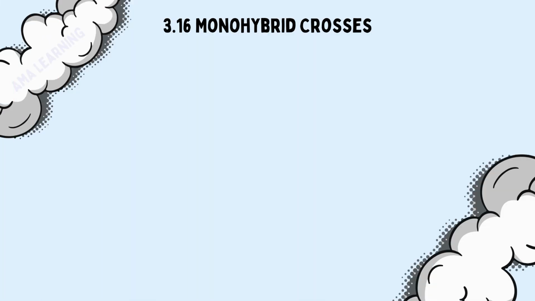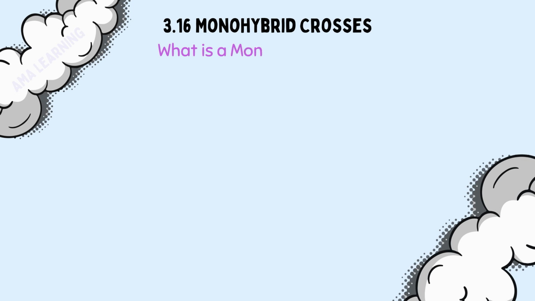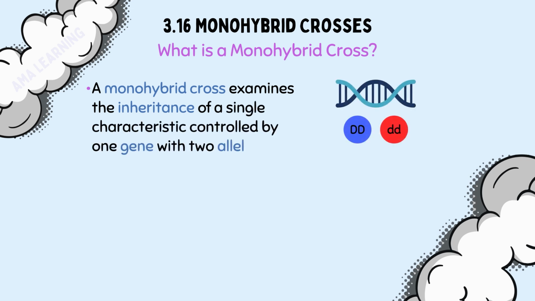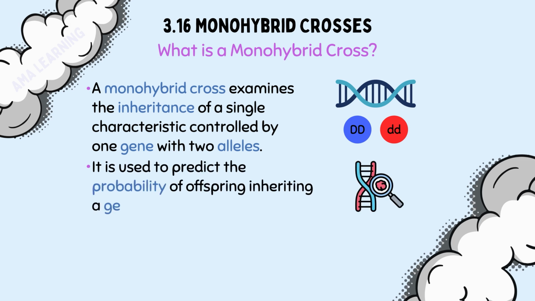Let's explore how we use monohybrid crosses and genetic analysis to calculate probabilities, ratios, and percentages for inherited traits, including dominant and recessive conditions. What is a monohybrid cross? A monohybrid cross examines the inheritance of a single characteristic, controlled by one gene with two alleles. It is used to predict the probability of offspring inheriting a genetic disorder.